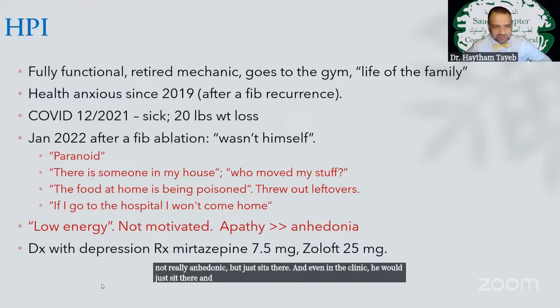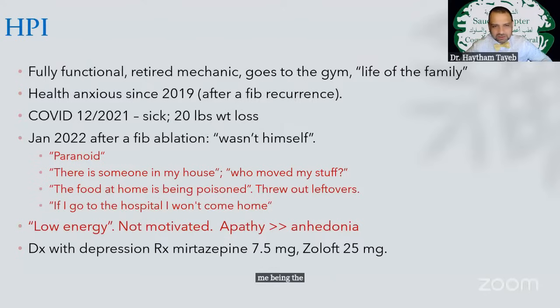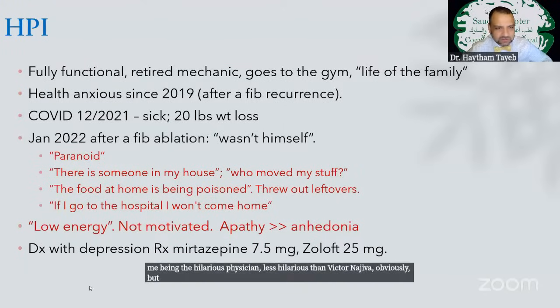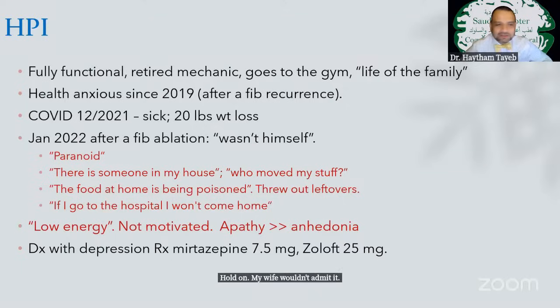You crack a joke, and me being the hilarious physician, less hilarious than Dr. Najib, obviously, but still, I have some hilarity in me, although my wife wouldn't admit it. In any case, so you throw a joke and he laughs.